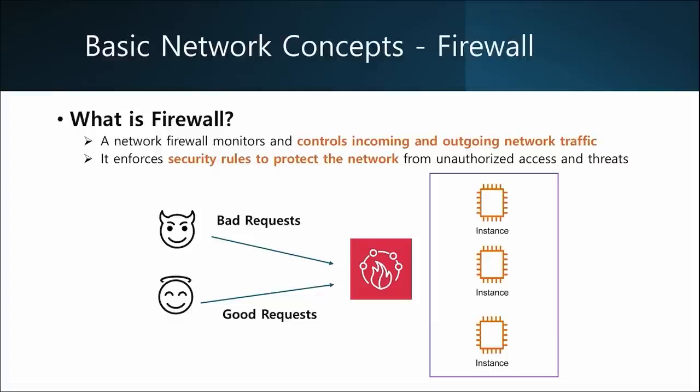Next, let's learn about Network Firewall. A network firewall is a device that monitors and controls incoming and outgoing traffic on a network. This can protect your network from unauthorized access and threats by enforcing security rules. A firewall allows or blocks traffic based on established security rules. For example, rules can be set to block connections from certain IP addresses or not allow data transmission through certain ports. This prevents unauthorized access into the network and blocks the leakage of sensitive information to the outside.